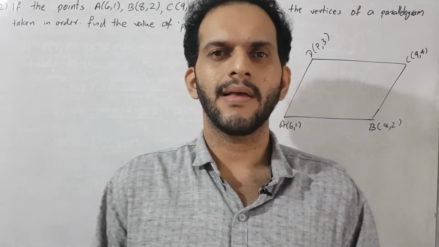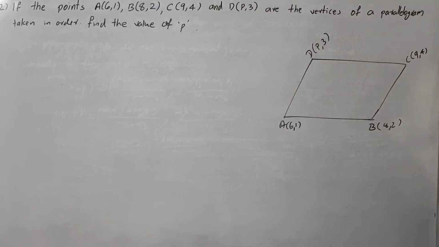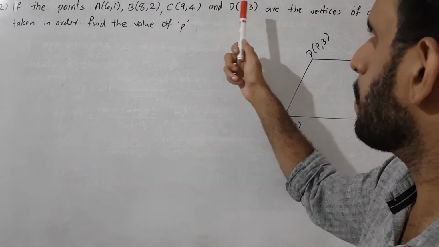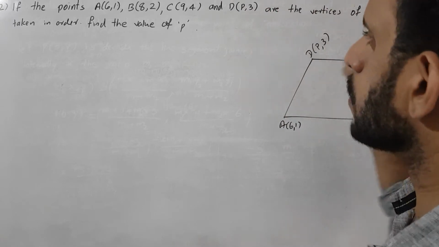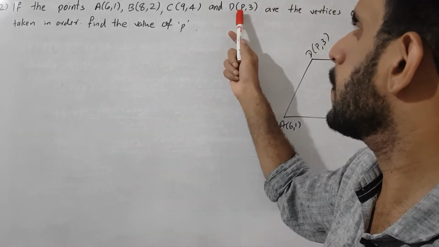Our next question is like this. If the points A(6,1), B(8,2), C(9,4) and D(P,3) are the vertices of a parallelogram taken in order, find the value of P.